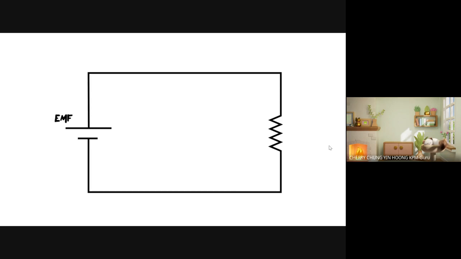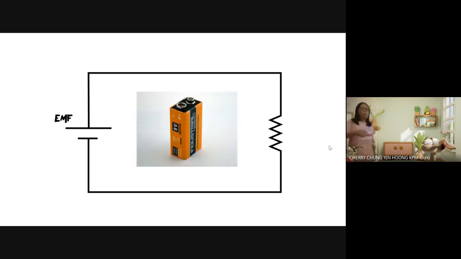So EMF can be defined as when something takes a different form of energy and converts it into electrical energy. All right, so what we're doing is we're taking some other type of energy, whether it be chemical, mechanical, magnetic, and we're taking that energy and we're converting it into an electrical form. A great example of this is the battery. We're taking chemical energy and we're converting it into electrical energy.